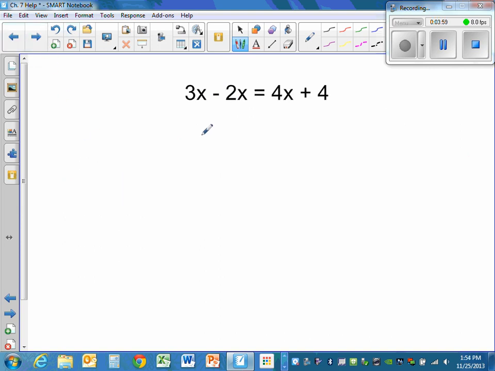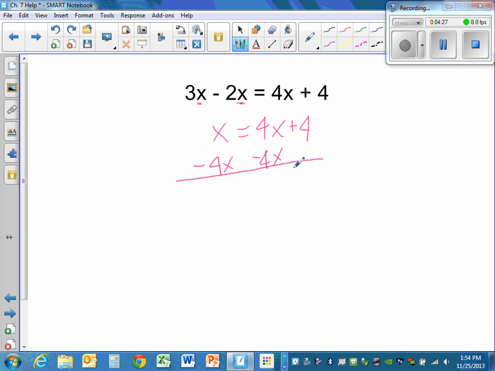All right, here's the last example I'm going to show you. On the left-hand side, I notice right away that I have both variables of x, which means I can just combine like terms on the left. 3x minus 2x leaves me with just 1x. And I still have 4x plus 4 on the right. Since I already have variables on the left, I need to get rid of the variables on the right. In order to do that, I'm going to subtract 4x.